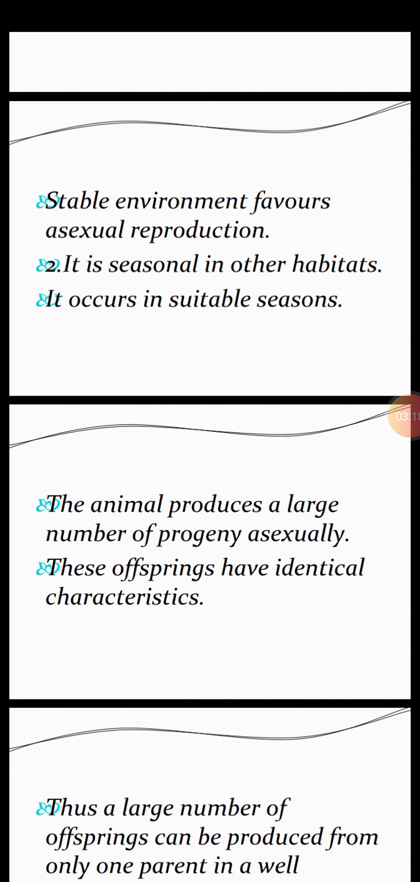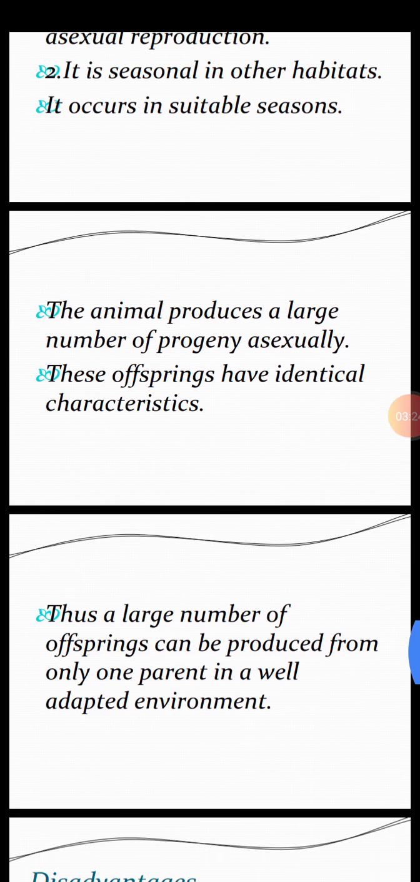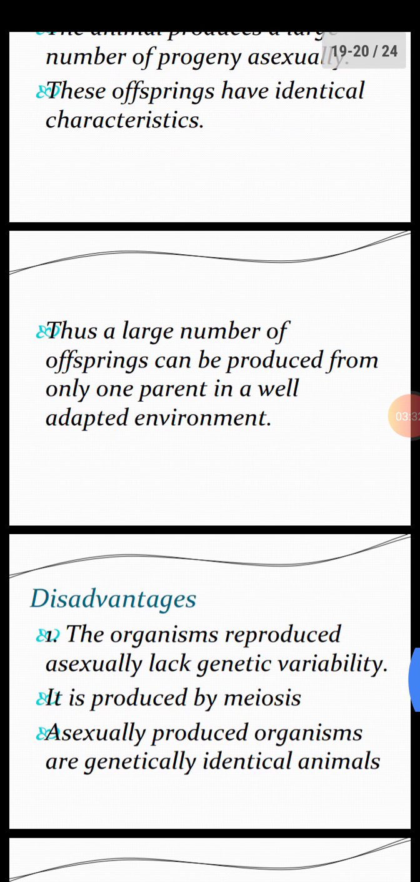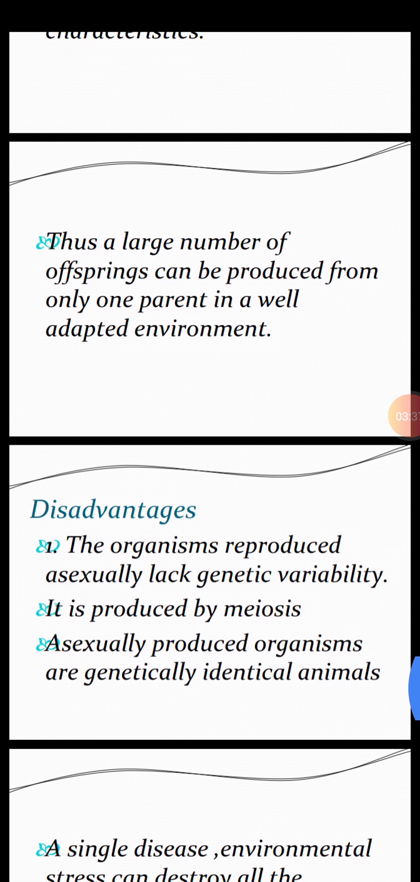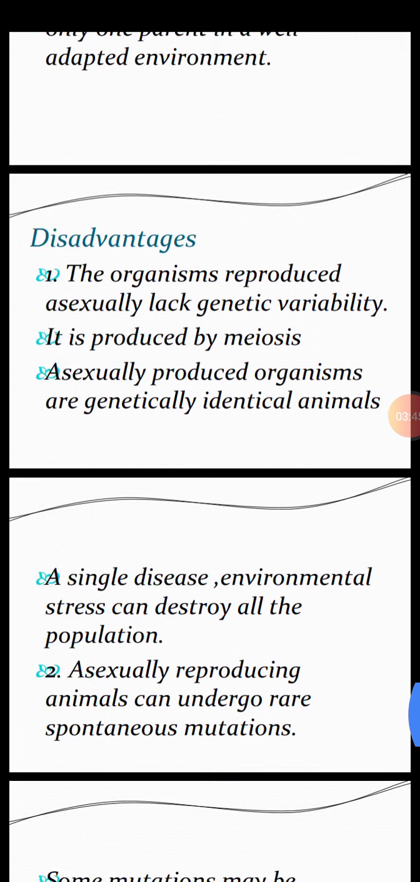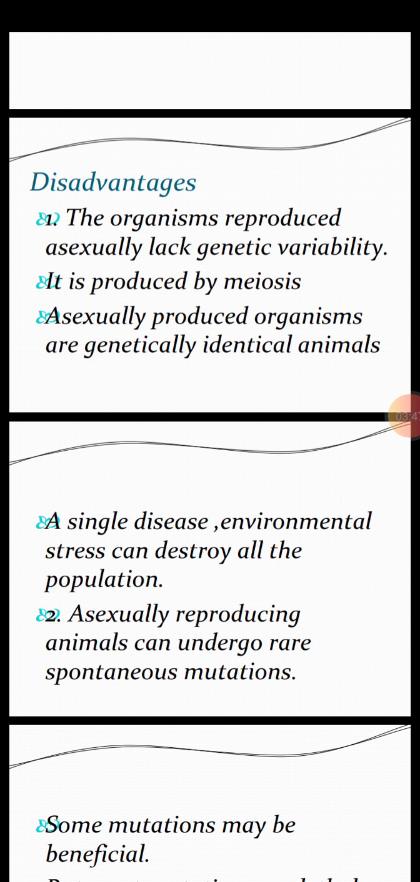It is seasonal in some other habitats and basically occurs in suitable seasons. Animals produce a large number of offspring asexually, and they have identical characteristics, just like their parents. Thus, a large number of offspring can be produced from a single parent in a well-adapted, stable environment. Now we will discuss disadvantages of asexual reproduction.